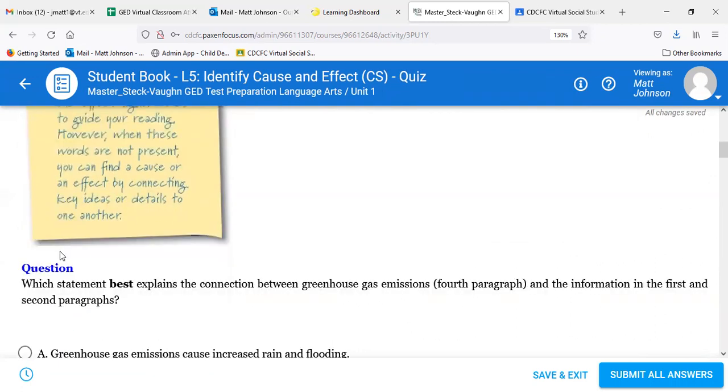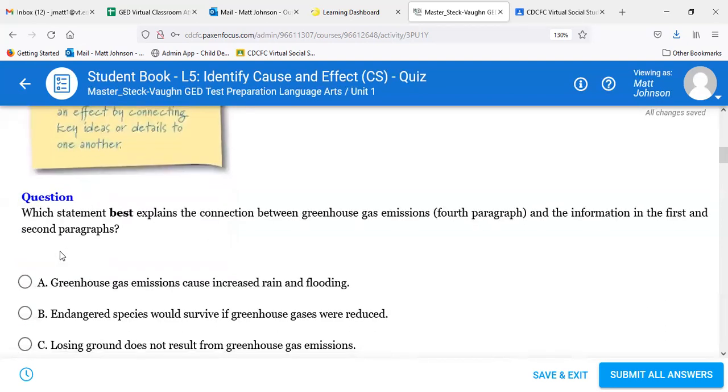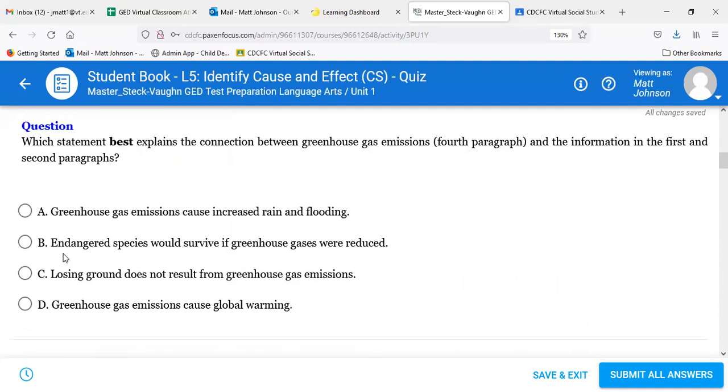All right, so which statement best explains the connection between greenhouse gas emissions in the 4th paragraph and the information in the 1st and 2nd paragraphs? So A, greenhouse gas emissions cause increased rain and flooding. B, endangered species would survive if greenhouse gases were reduced. C, losing ground does not result from greenhouse gas emissions. Or D, greenhouse gas emissions cause global warming. What's our answer there?